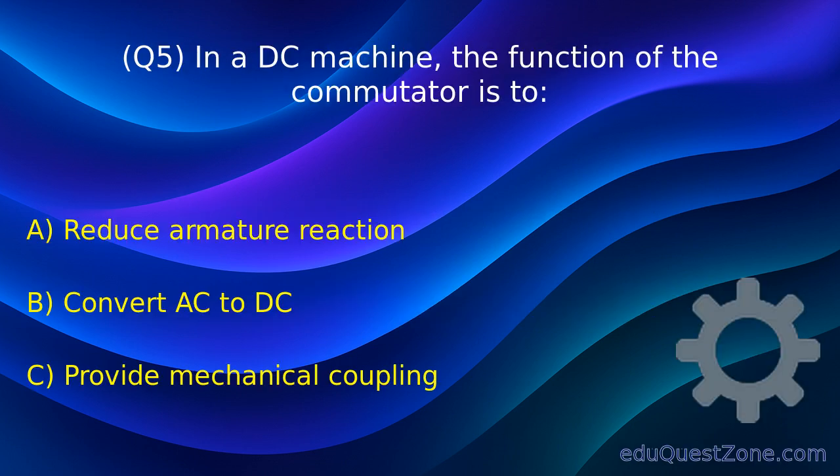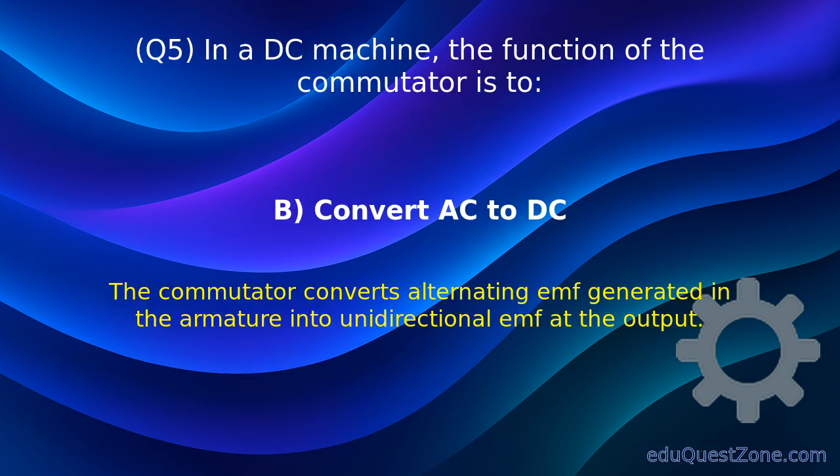Question 5. In a DC machine, the function of the commutator is to Option B. Convert alternating current to direct current. The commutator converts alternating current to direct current in a DC machine.